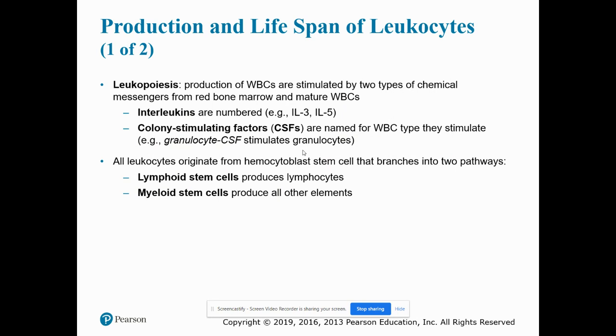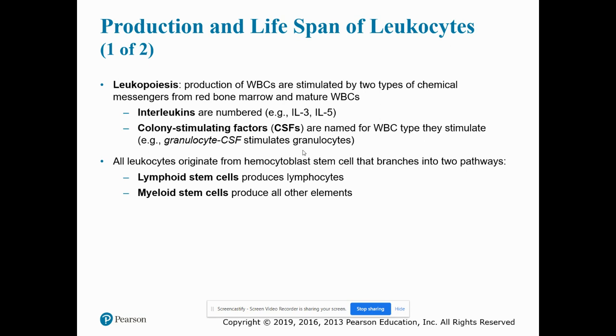And then we have leukopoiesis, which is the production of white blood cells. And it's going to be stimulated by 2 types of chemical messengers from red bone marrow and mature white blood cells. One is interleukin, or interleukins, and they are numbered. So you may be talking about interleukin 3 or interleukin 5. And then there's also colony stimulating factors. And these are going to be named for the white blood cell that they stimulate. So there's granulocyte colony stimulating factor, which stimulates granulocytes.